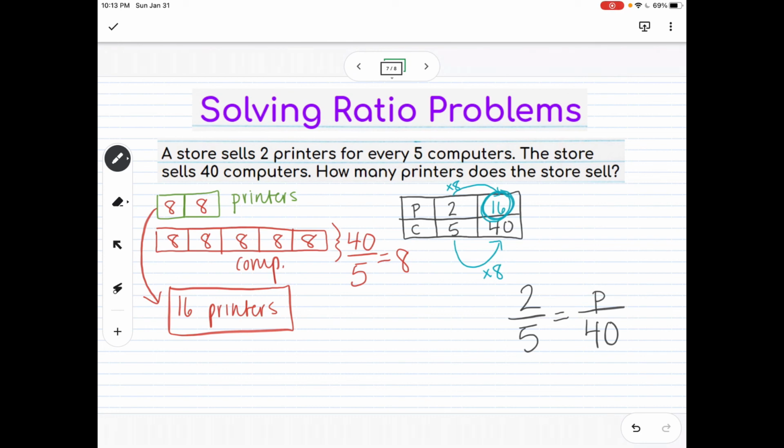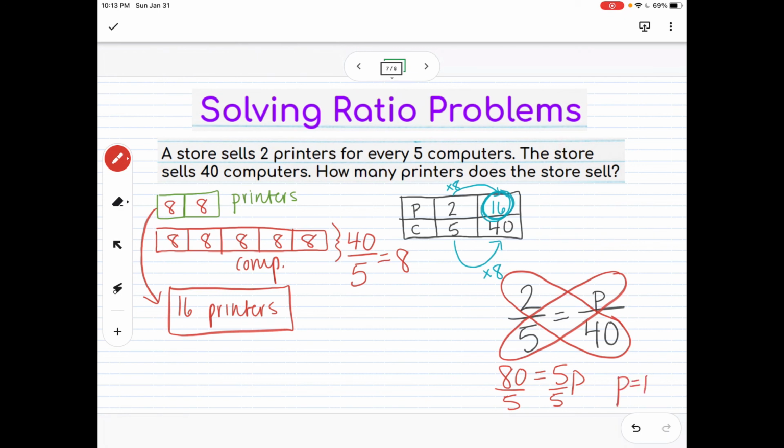And then from there, we cross multiply. So we'll take a look at our diagonals. We're cross multiplying. And so that means we know 2 times 40 is 80 equals 5P. And 5P is 5 times P. We would take that final step and divide. And 80 divided by 5, we would know that P equals 16.